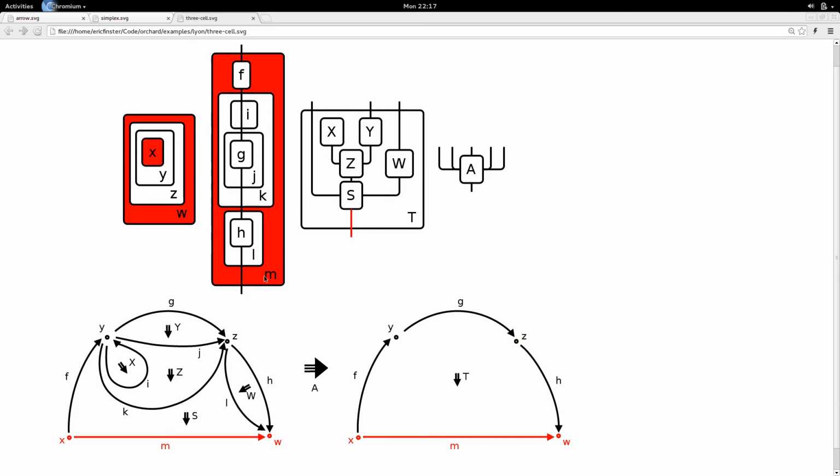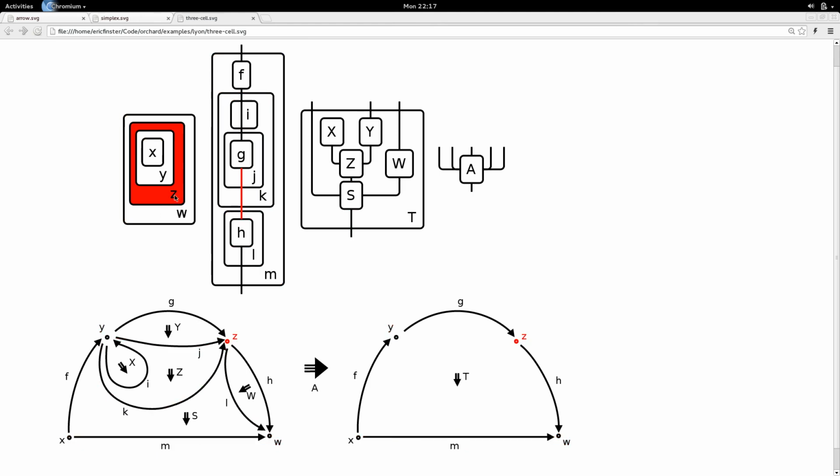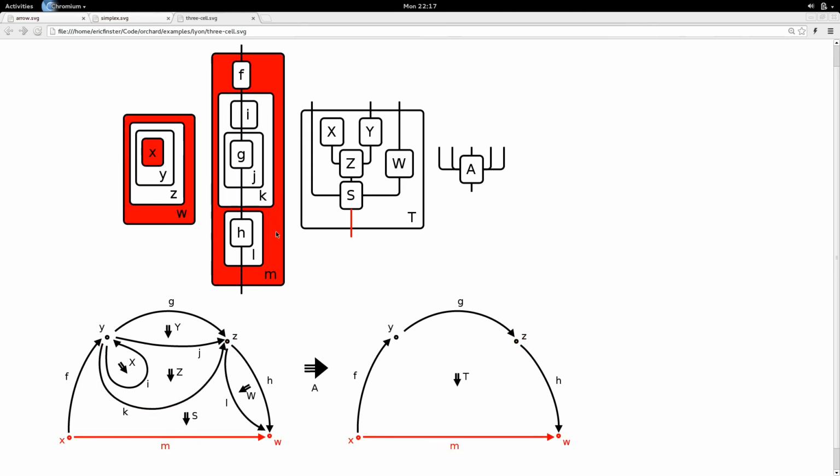So the diagram also records the input and output cells in any dimension. And so, for example, this line here in the middle, which corresponds to Z, does not touch the boundary of the box M, and therefore it is not one of the immediate faces of M. So the same reasoning applies here.